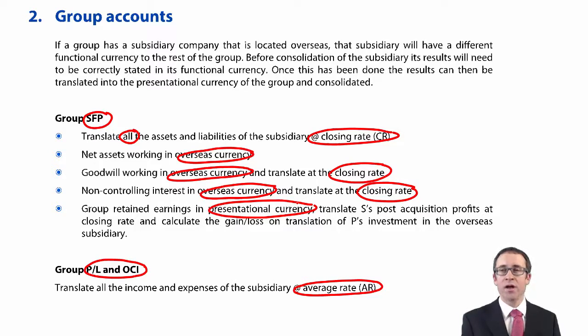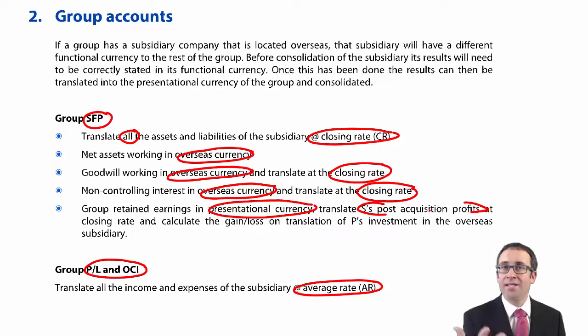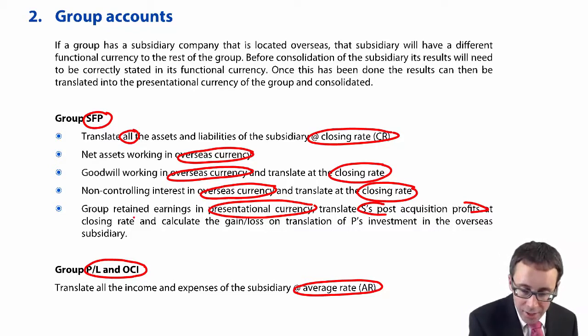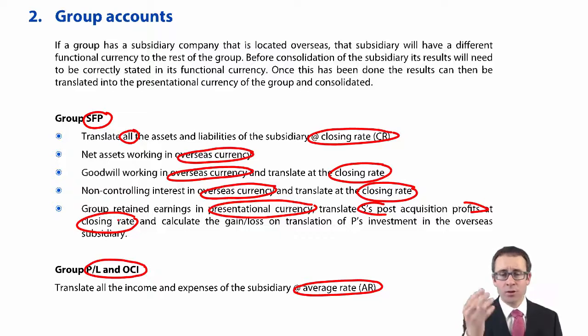The issue that you've got there is when you take 100% of P's post-acquisition retained earnings, you then need to add on your share of S's post-acquisition profits. So what we do there is we take S's post-acquisition profit, so that will feed in, won't it, from the net assets working, and you translate that at the closing rate and then take your share.